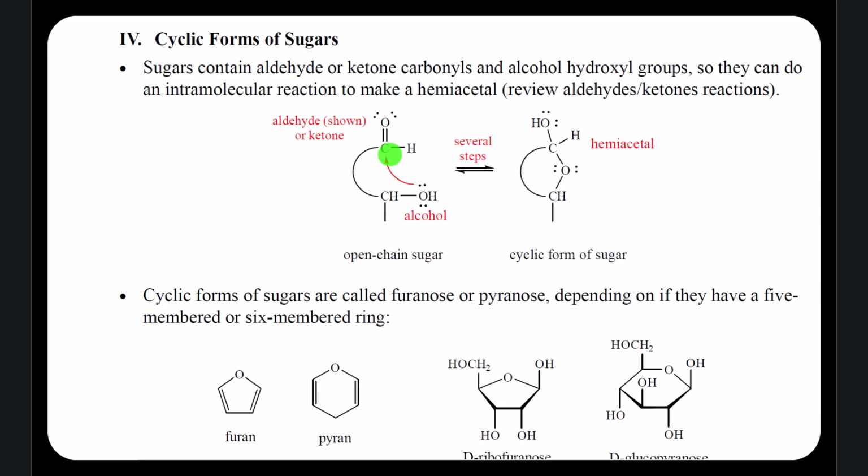In section 4 of our chapter on carbohydrates and nucleic acids, we're going to discuss the rings or cyclic forms of sugars. Sugars contain aldehyde or ketone carbonyls, and they also contain alcohol hydroxyl groups. So they can do an intramolecular reaction to make a hemiacetal.